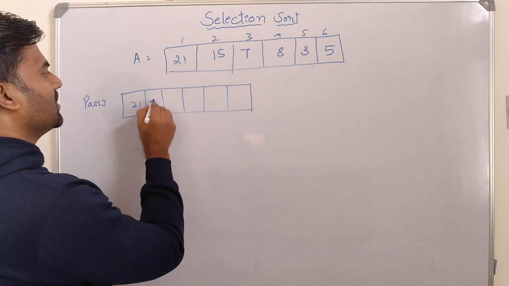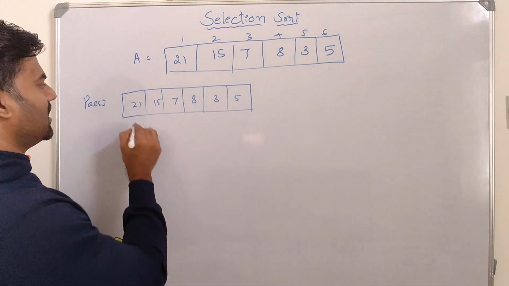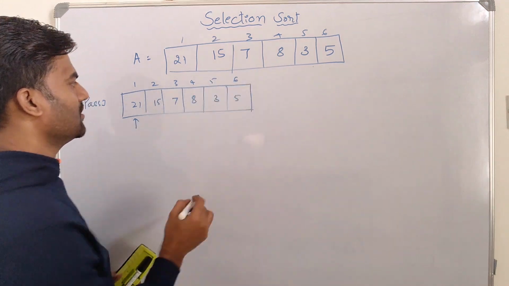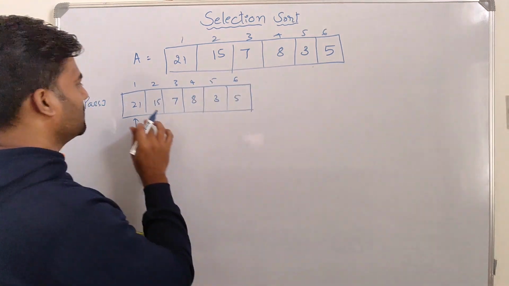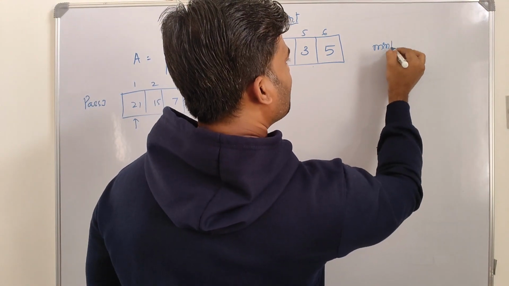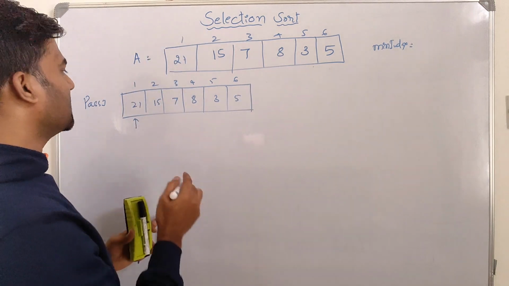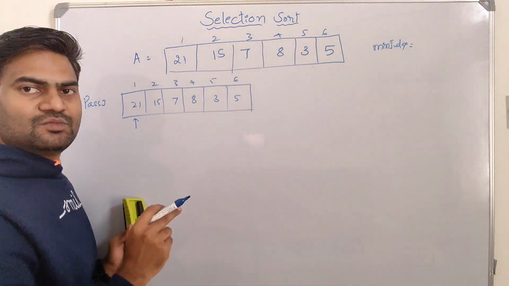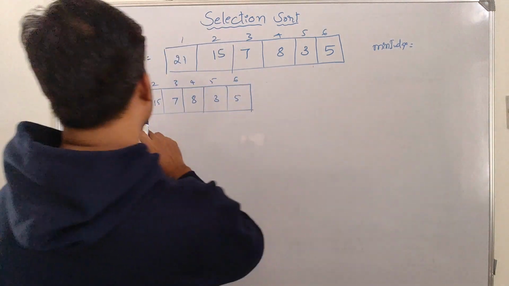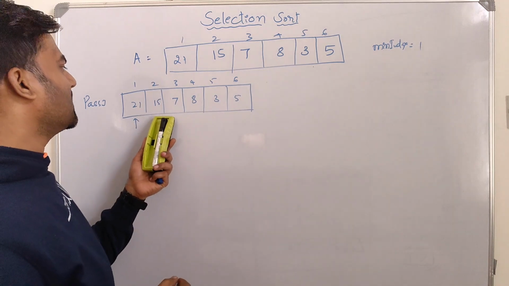So we have 21, 15, 7, 8, 3 and 5. Now I will keep the pointer here. I'll keep scanning from here. So let us assume, let us take the minimum index. I will tell you why, so you will eventually understand. I will assume this is my first, this is my minimum index. So I will keep minimum index as 1. Now I will scan the next element.